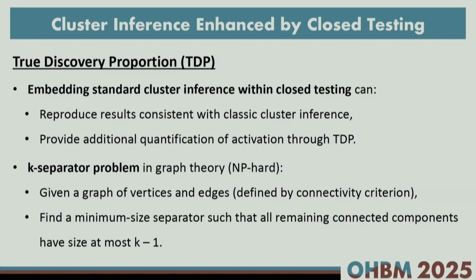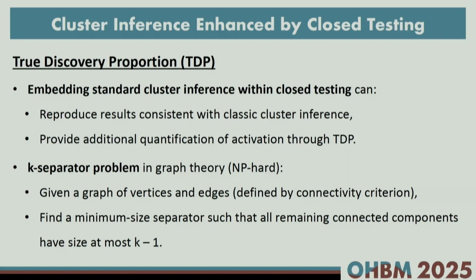We have also proven that finding the estimate for the truly activated voxels inside a cluster is essentially equivalent to solving a K-separated problem in graph theory. So what is a K-separated problem in graph theory? Given a graph of vertices and edges defined using the connectivity criterion, it can work for 2D or 3D data. For the 3D data, here we have an image of voxels and the connection defined using the connectivity criterion.